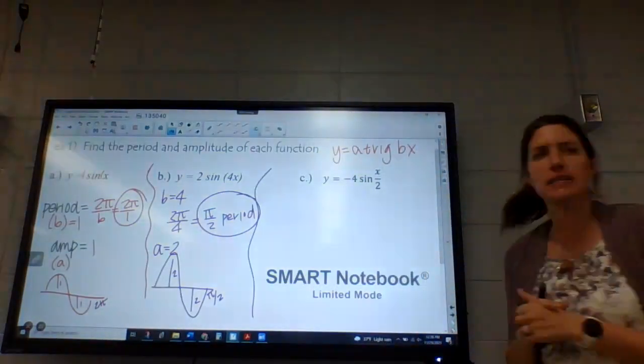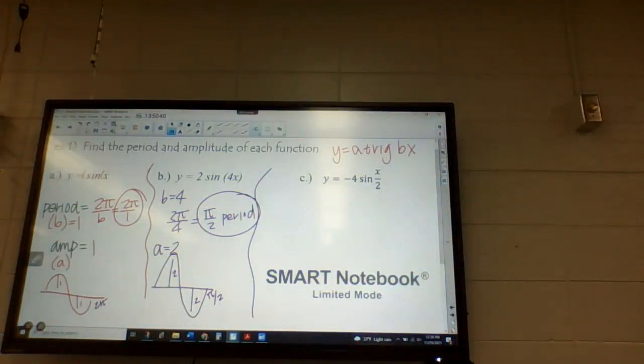All right, so someone tell me what they know. The amplitude is 4, because we talked about the absolute value being 4. Does anyone have an idea of what you think the negative 4 actually does to our graph, though, maybe?